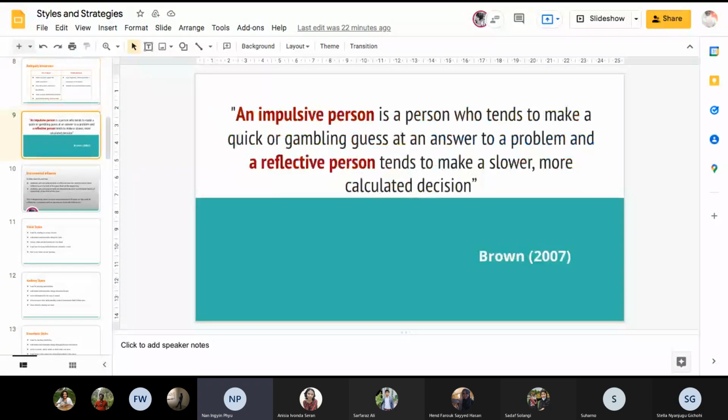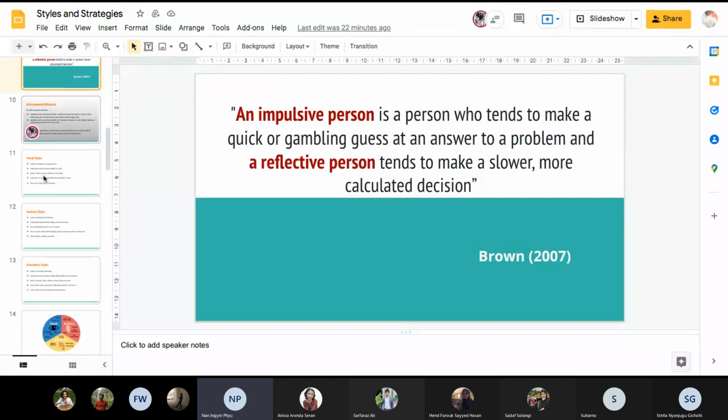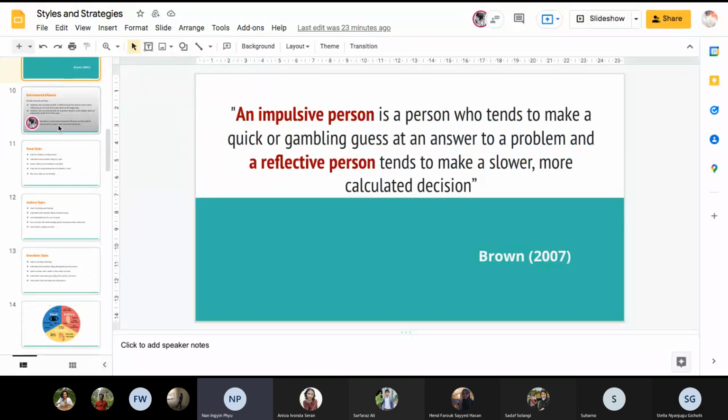Okay, so now let's go to the next slide. In the next slide, there is another style. This other style is the impulsive person and the reflective person. So what does that mean? Impulsive is a person who tends to make a quick or gambling guess at an answer to a problem, and a reflective person tends to make a slower, more calculated decision.